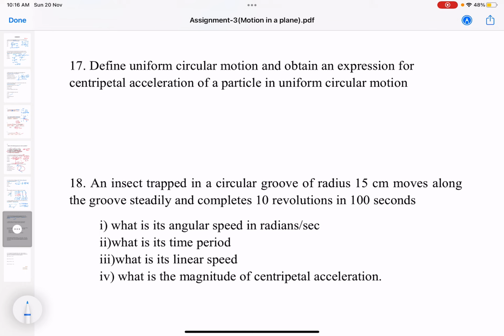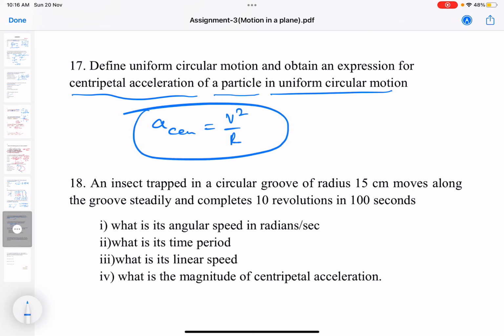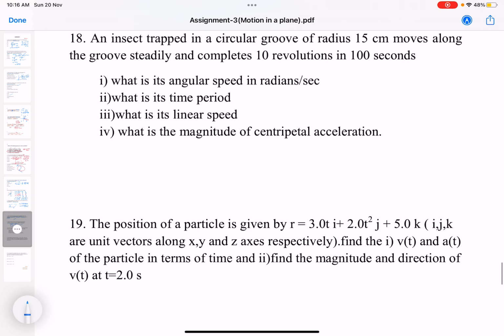Define uniform circular motion and obtain the expression for centripetal acceleration of a particle in uniform circular motion. You know that a particle moving in a circular path with constant speed is called uniform circular motion, and derive an expression for centripetal acceleration that is equal to v square by r. We solved this already in the classroom. Write the answer again in the assignment. Next, 18th question.